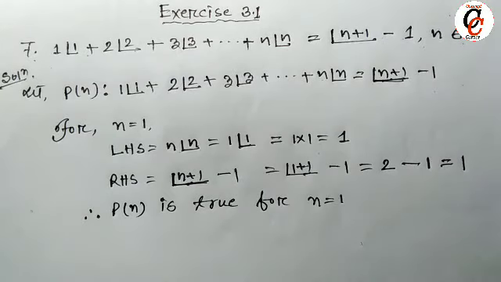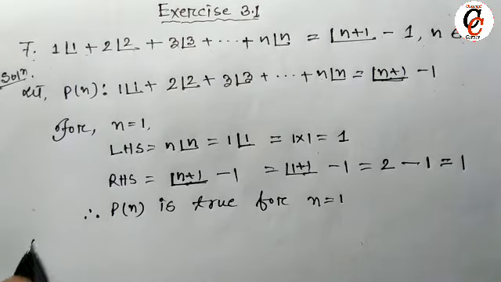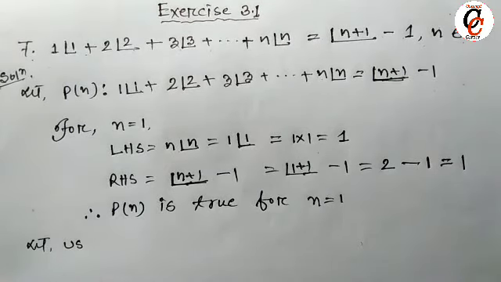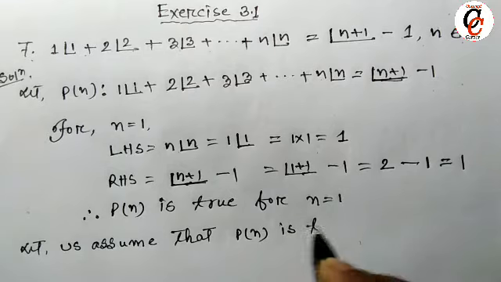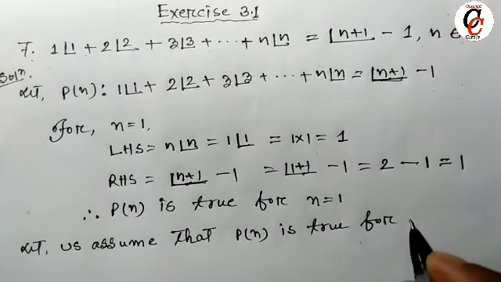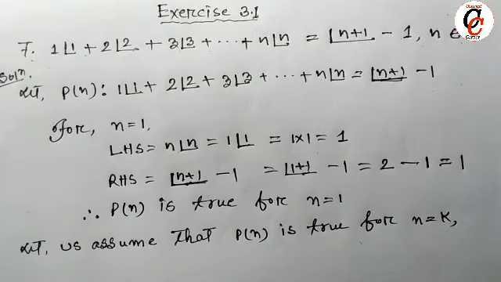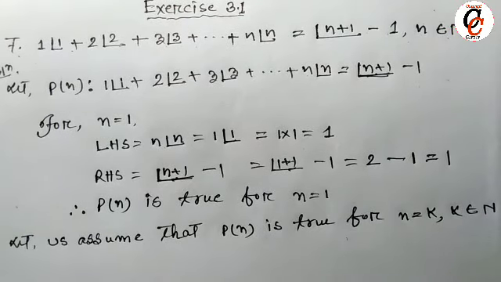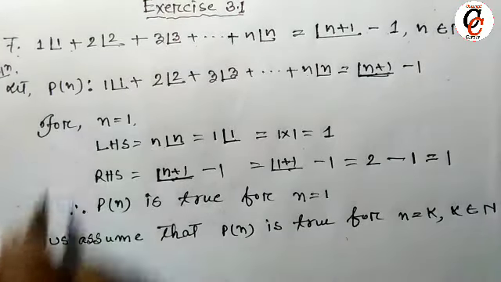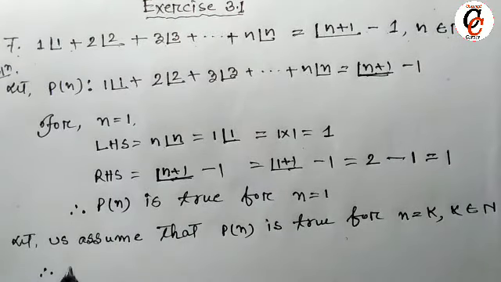When the given statement or series is true for n equal 1, then we have to assume that the given statement is also true for n equal to k. Let us assume that Pn is true for n equal to k. What is k? k is nothing but some natural number. So we have assumed that the given statement is also true for n equal to k. That means we have to put the value k in place of n. Therefore it will be Pk.